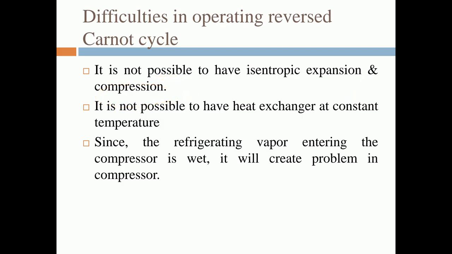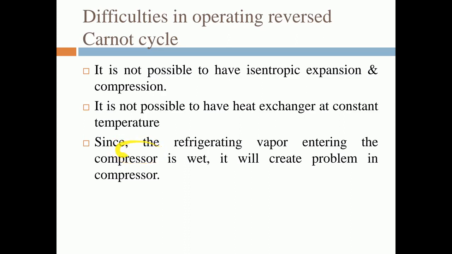Another is that in the reverse Carnot cycle we have two devices. One is an evaporator and another is a condenser. Both are heat exchangers, but they are operated at a constant temperature. So this kind of device is not possible, that it operates at a constant temperature. There is no such device possible that operates only at constant temperature. So that is another difficulty in operating the reverse Carnot cycle.